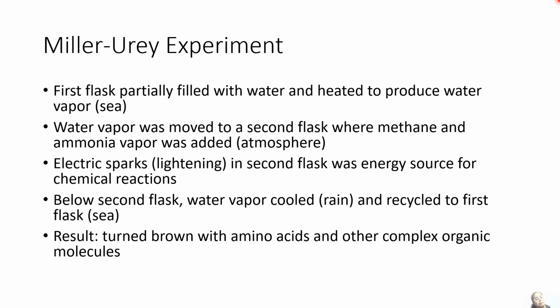Now, the Miller-Urey experiment: the first flask is partially filled with water and heated to produce water vapor. The water vapor was moved to a second flask where methane and ammonia vapor was added. Electric sparks, or lightning, in the second flask were the energy source for chemical reactions. Below the second flask, the water vapor cooled into rain and was recycled to the first flask. The result turned brown, with amino acids and other complex organic molecules.